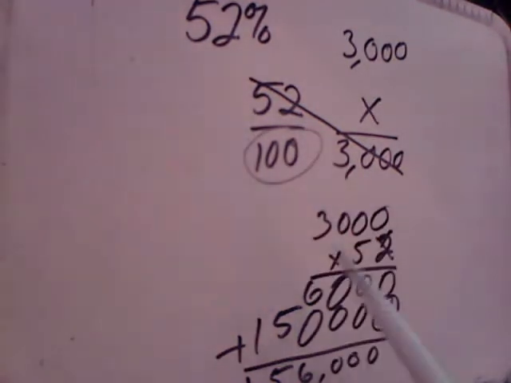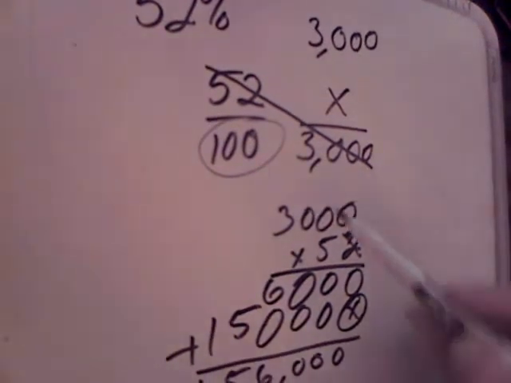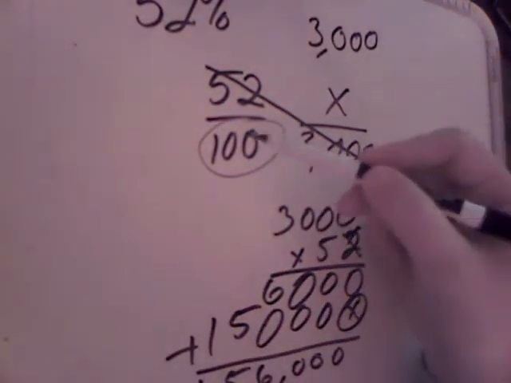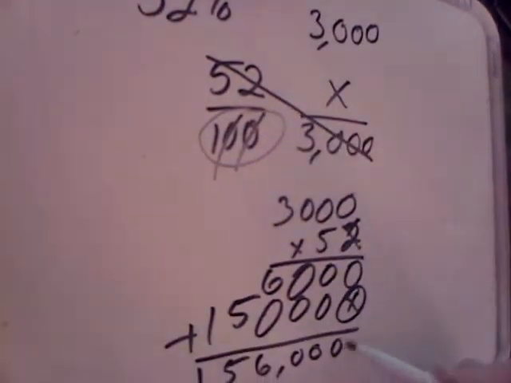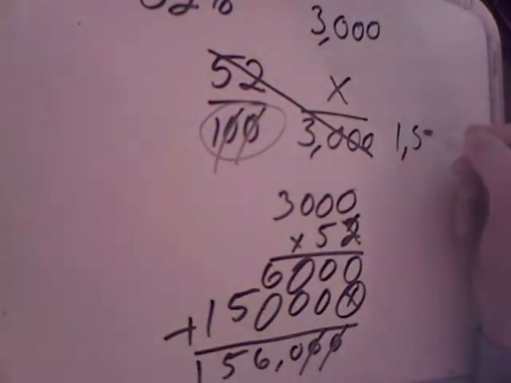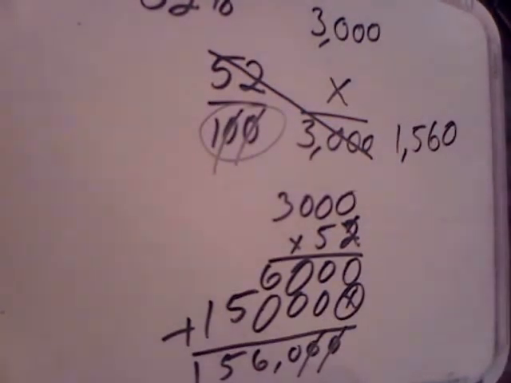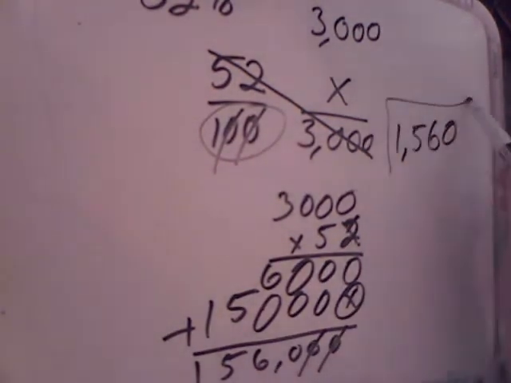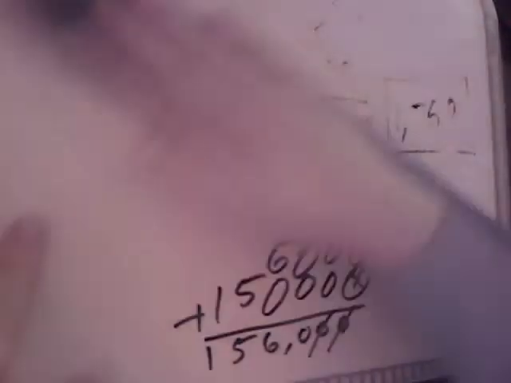We still have this 100 that we have to divide by. So, because there are 2 zeros on the 100, we can cross those 2 off, cross these 2 off, and we know that we can expect 1,560 people to order pizza. Sometimes, however, when you divide, you will not get a whole number.